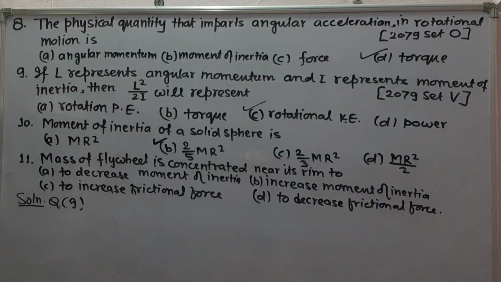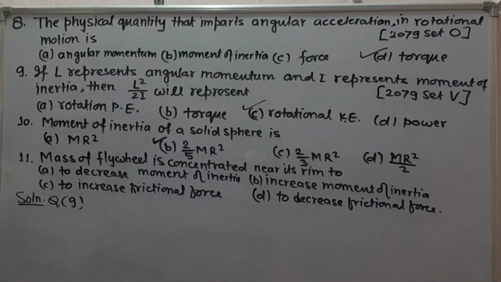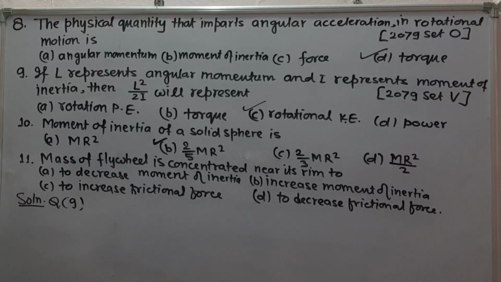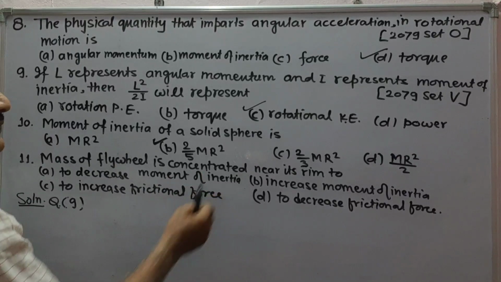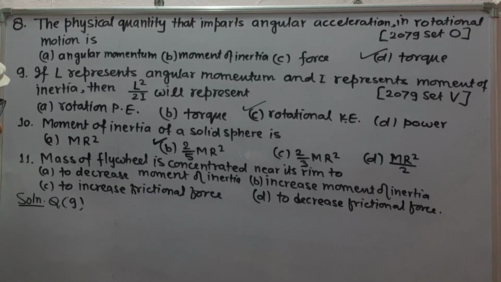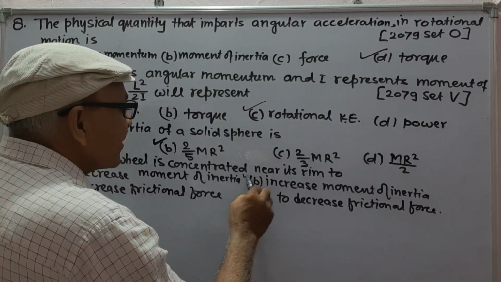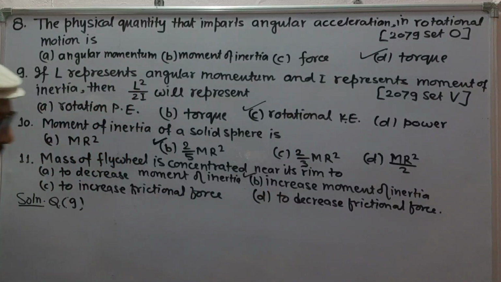The question is, mass of flywheel is concentrated near its rim. So these are the options. When the mass of flywheel is concentrated near the rim, then sigma m R square becomes large, hence the moment of inertia becomes large. So the correct option will be B, to increase moment of inertia.